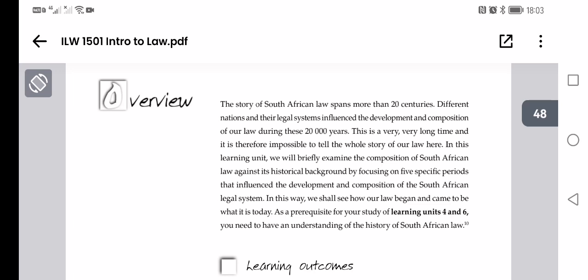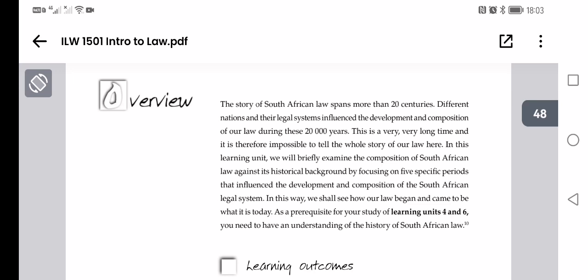In this learning unit, we will briefly examine the composition of South African law against its historic background by focusing on 5 specific periods that influenced the development and composition of the South African legal system. In this way, we shall see how our law began and came to what it is today.